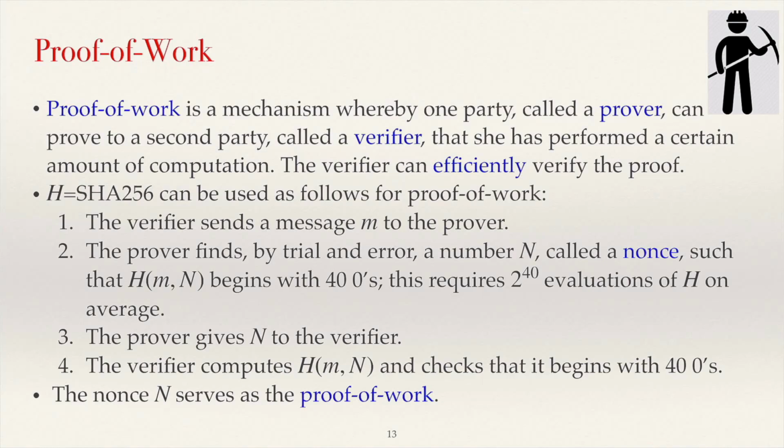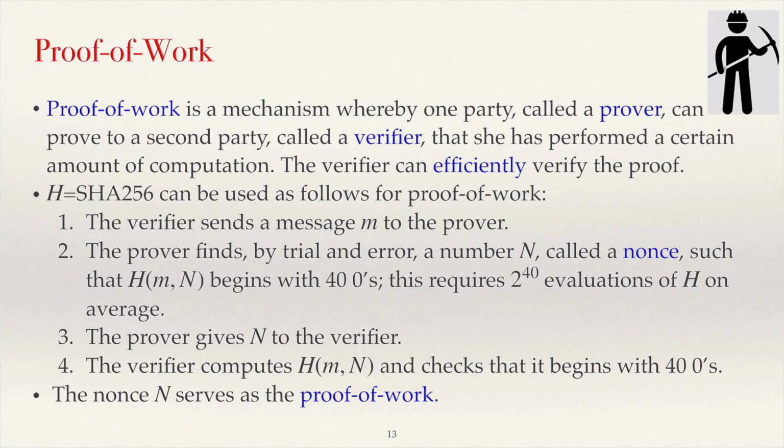Assuming that h behaves like a random function, the probability that h of mn begins with 40 zeros is 2 to the power minus 40. And so the prover can be expected to perform 2 to the 40 hash computations before she finds a nonce such that h of mn begins with 40 zeros. When she does find such a nonce, the prover gives n to the verifier. The verifier computes h of mn and checks that it begins with 40 zeros.